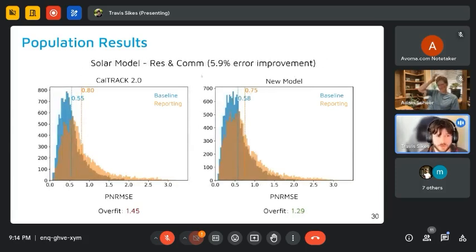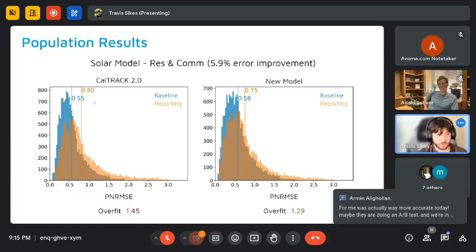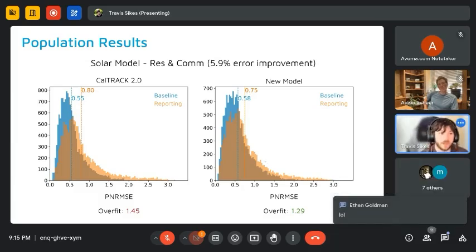With the solar model, we see more significant improvement. We see a 6% error improvement. And remember here, I'm not actually focusing yet on the time periods where solar is really going to matter. This is just overall. This is including nighttime, everything. So here, again, much the same as we saw before, where the baseline is slightly worse, less overfit, and the reporting period error is actually better.